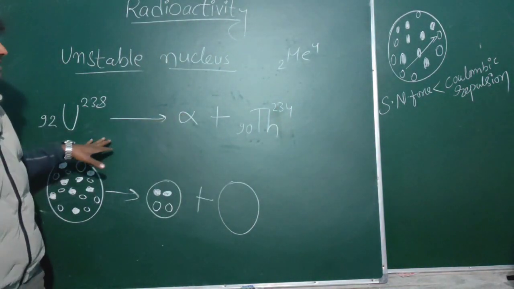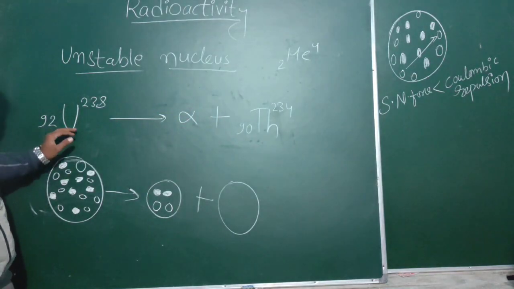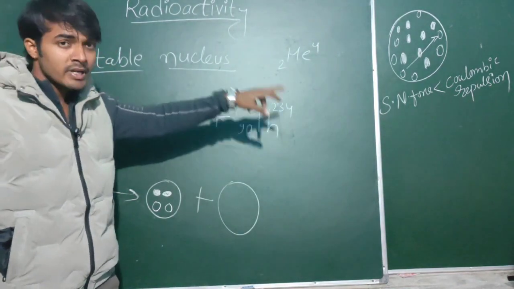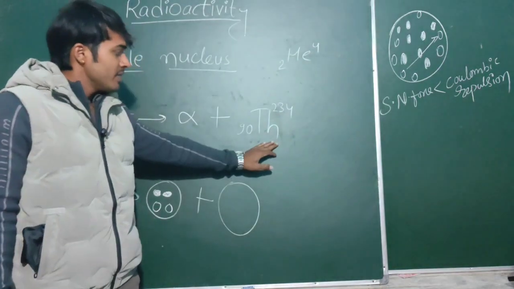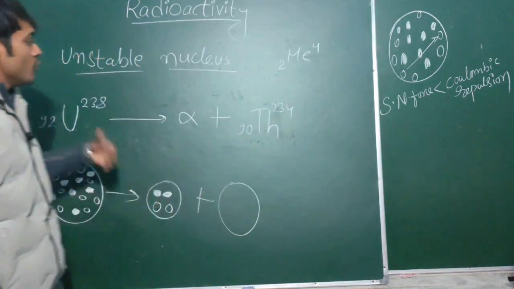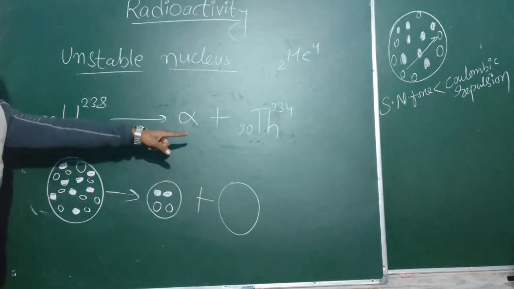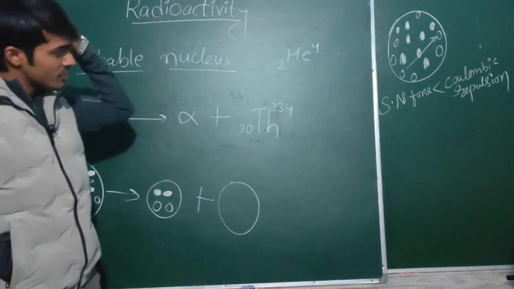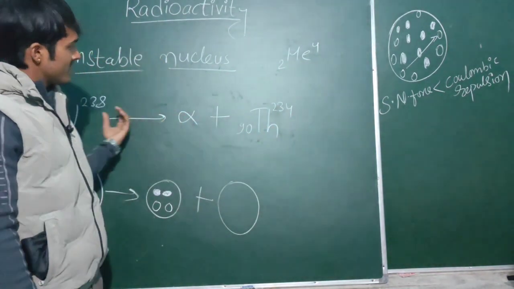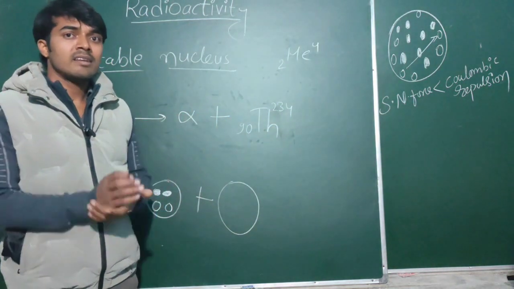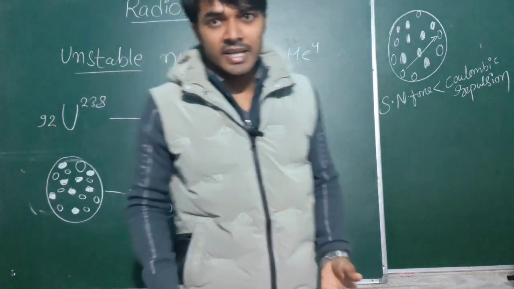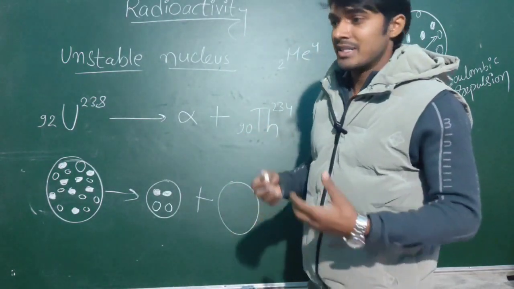And this is how an unstable nucleus becomes stable. Becoming stable does not mean absolute stability. Thorium 234 is more stable than uranium 238, but it has not acquired absolute stability. It has to go through multiple stages of radioactive emission to gain absolute stability, from where you do not have to undergo any type of radioactive decay or disintegration.